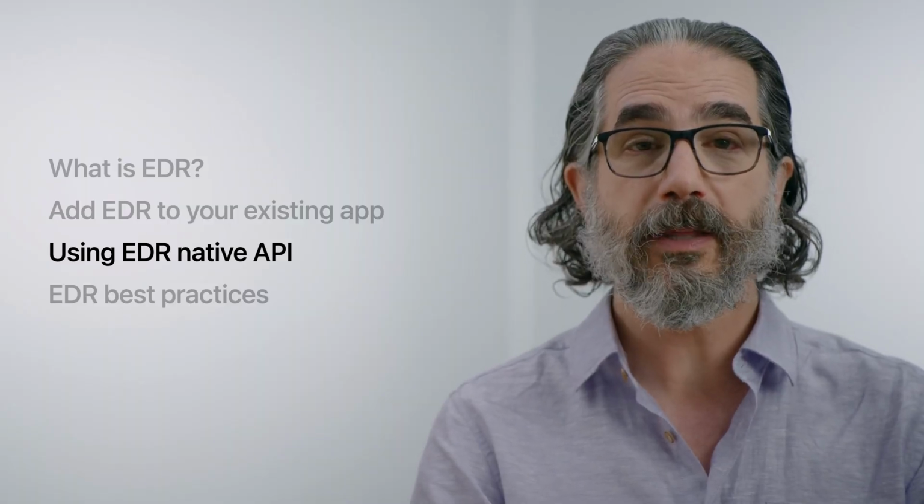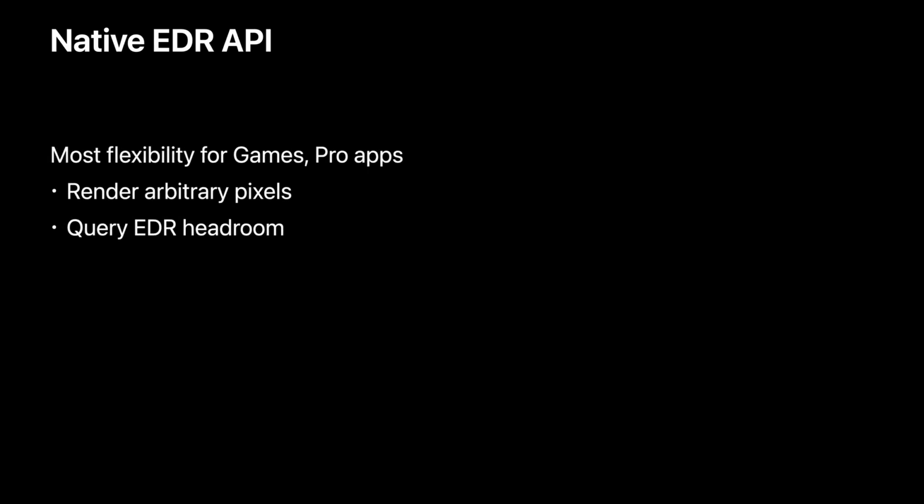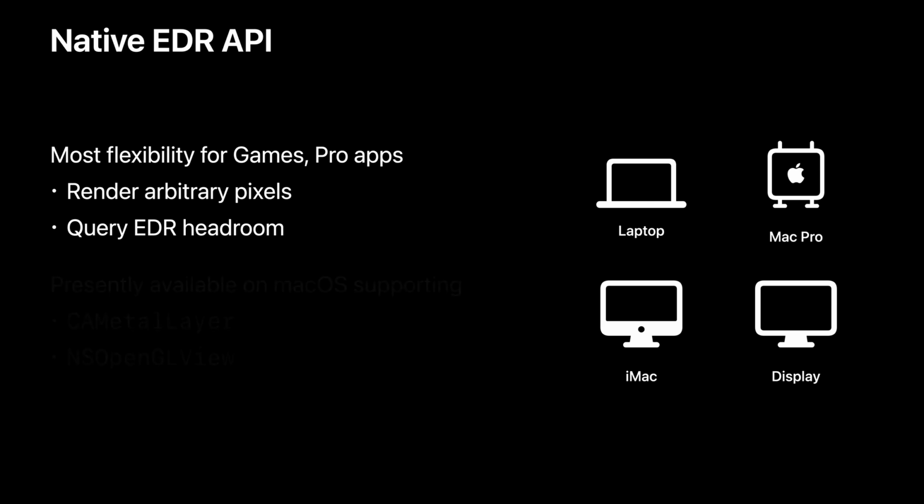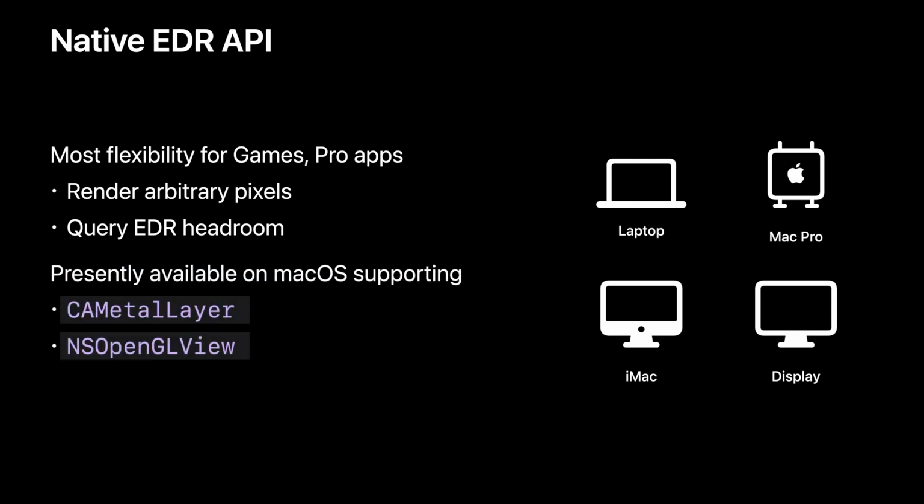Now, let's explore the native EDR API. As I mentioned, the native EDR API was created for applications like games and pro apps, where the developer may want to render custom content and have more control over how HDR media is rendered. Presently, this API is available on macOS via CA meta layer and NS-OpenGL View. Let's look at an example using CA meta layer, the preferred native EDR framework.